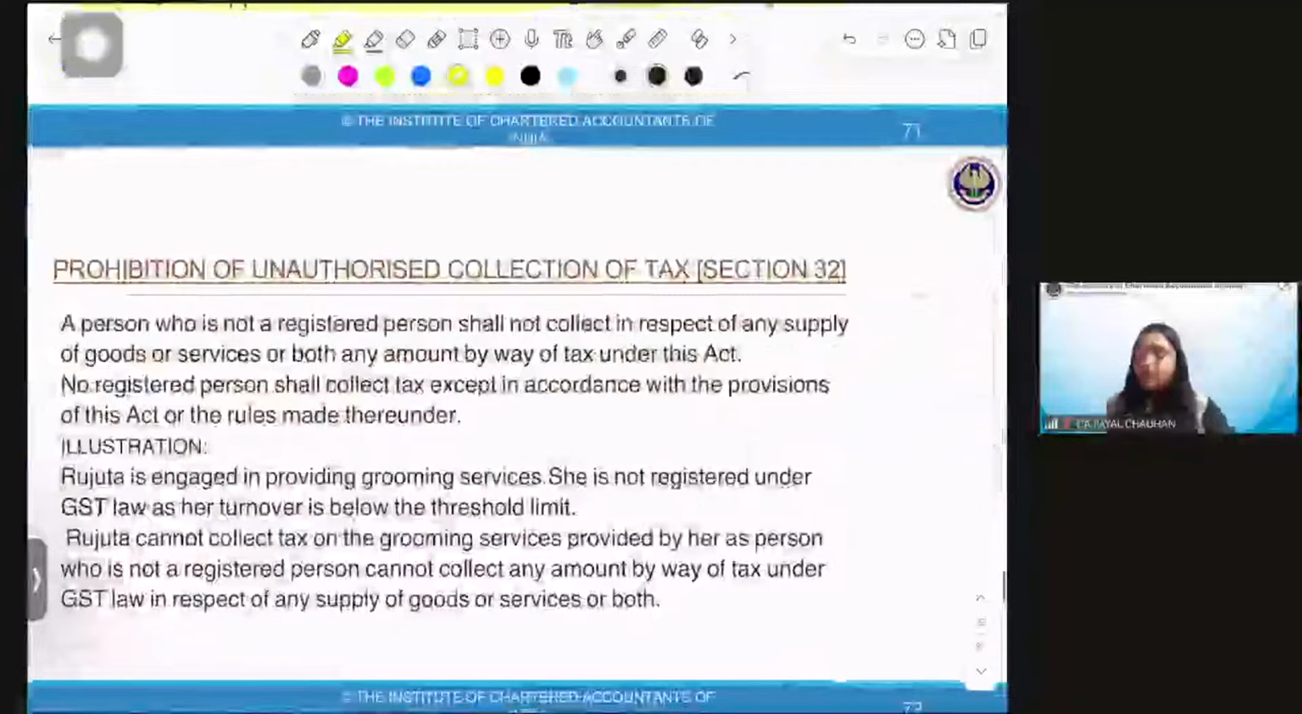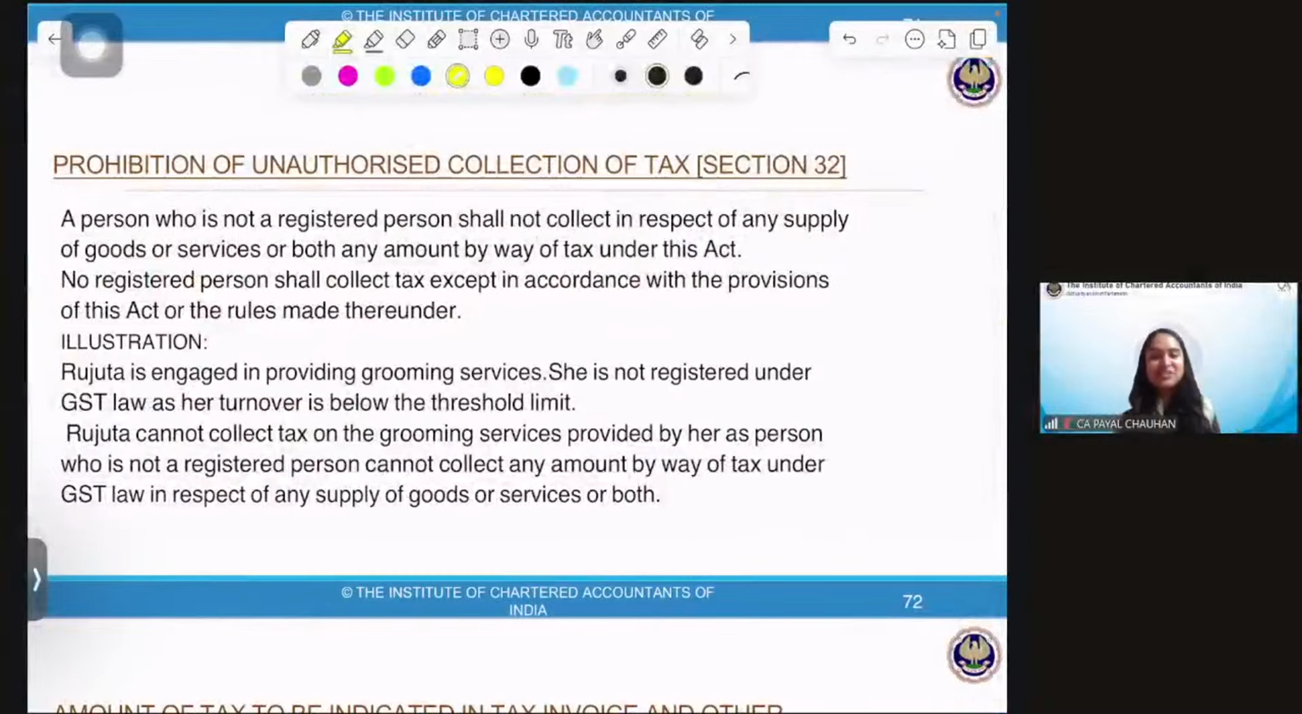Then we have prohibition. So finally, section 31 is done. Now we are left with only 3 sections, which are not very big sections. Now, section number 32, prohibition of unauthorized collection of taxes. A person who is not registered person shall not collect in respect of any supply of goods or services or both any amount by way of tax under this Act. No registered person shall collect tax except in accordance with the provisions of this Act or rules made thereunder.